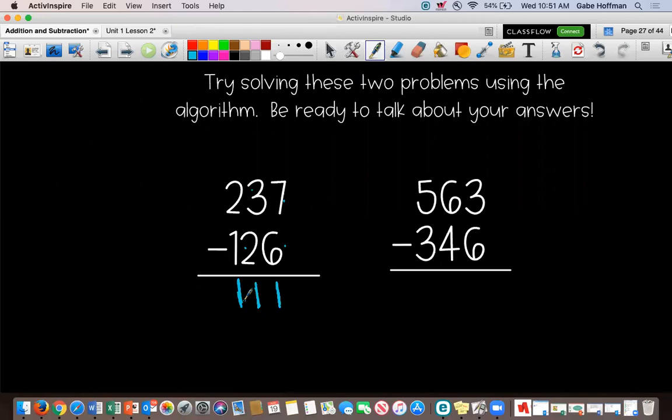All right, let's go over to the more challenging one here. 563 minus 346. CJ, can you talk us through this one? All right, Dunya, was your hand up? Dunya, do you want to tell us how to solve this one?